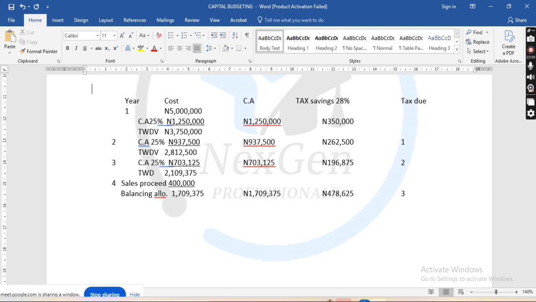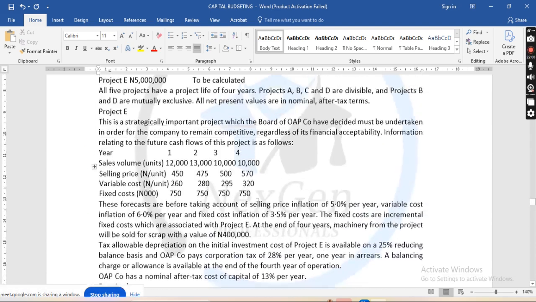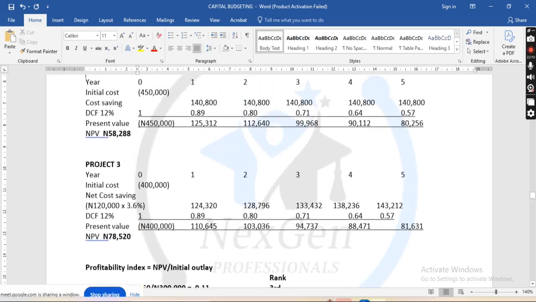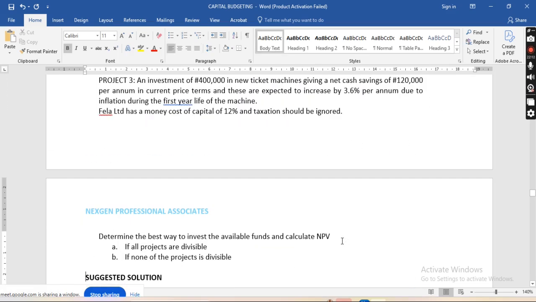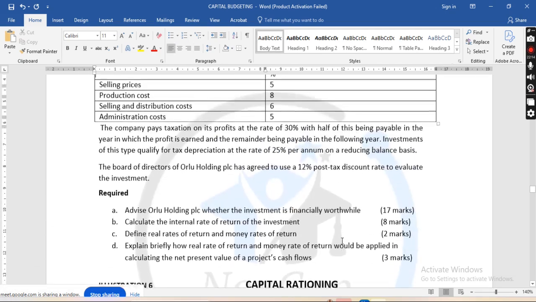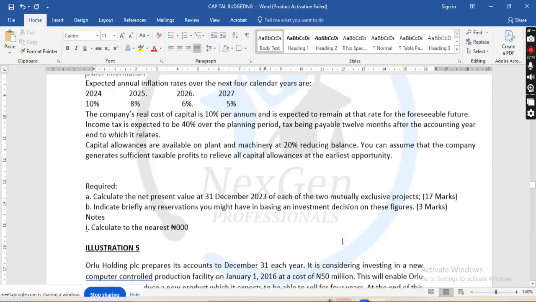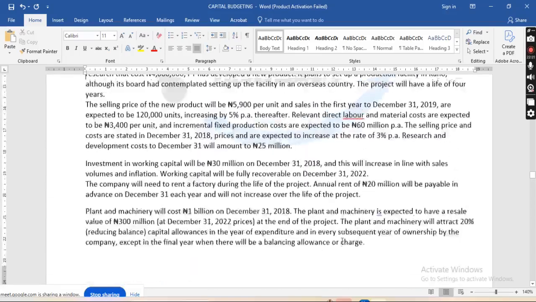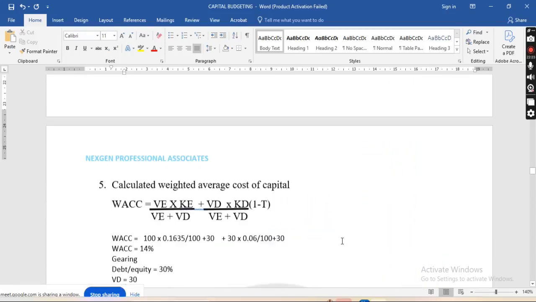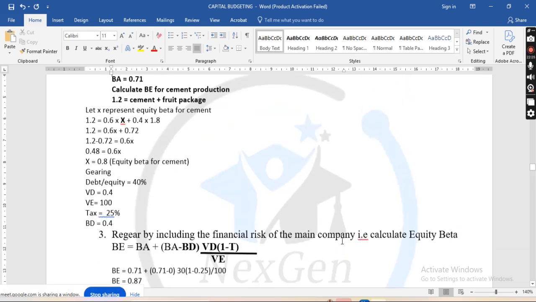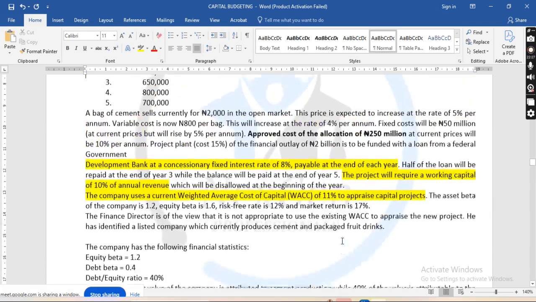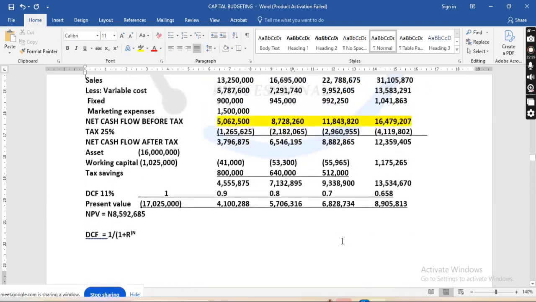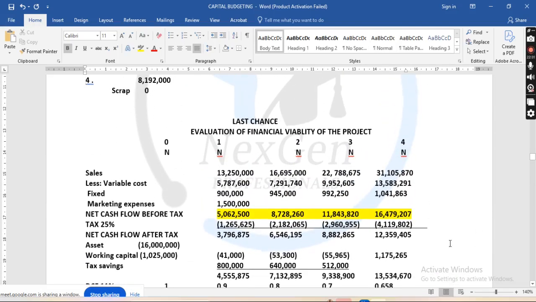So how many years do we have? It's 4 years, right? Do we have anyone that has questions before we move ahead? Because the next one we'll look at now is the capital rationing part of it. I know most of you are waiting for that part as well. Although this part is also important because it carries 14 marks. Imagine 14 marks.